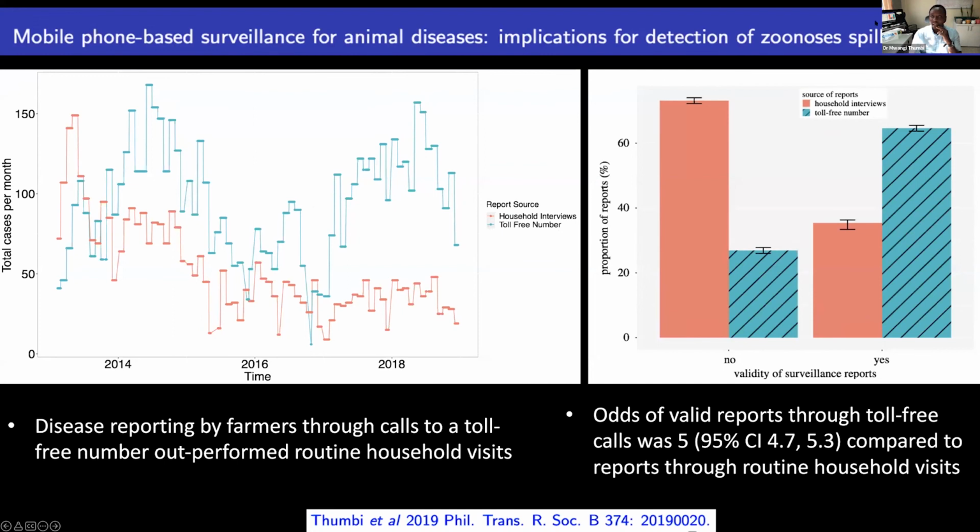But importantly, we saw there was a big difference actually for the validity of a case, whether, once you go in and ask, you reported you have a diarrhea, they can do an examination and find out if the animal was actually diarrheaing or not. We see that the odds of a valid report coming through a toll-free call was actually quite high compared to reports from routine household visits. So it's not just the validity of the reports, but also showing that by using a toll-free number, you are not spending as much energy and as much money, but you're getting really good results, which I thought was really interesting.